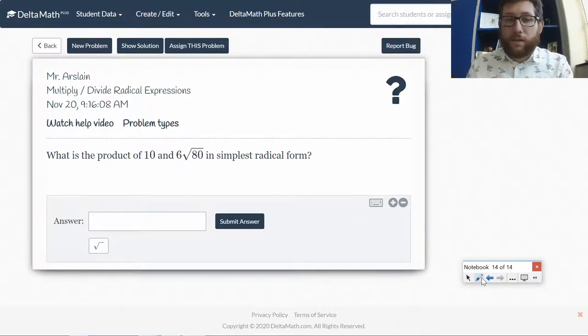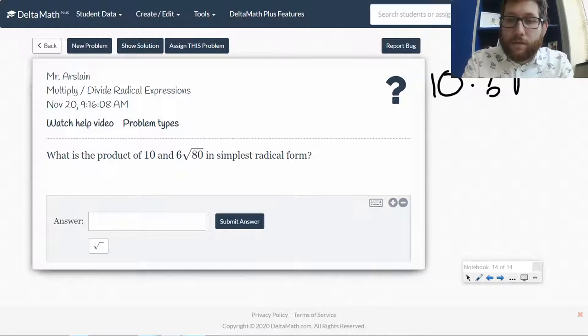So let's take a look at this first one. We're supposed to multiply together the product of 10 and 6 root 80 and then write it in simplest radical form. So if I were to write this out, 10 times 6 root 80, this is roughly what I've got mathematically. Let's start with the multiplication.